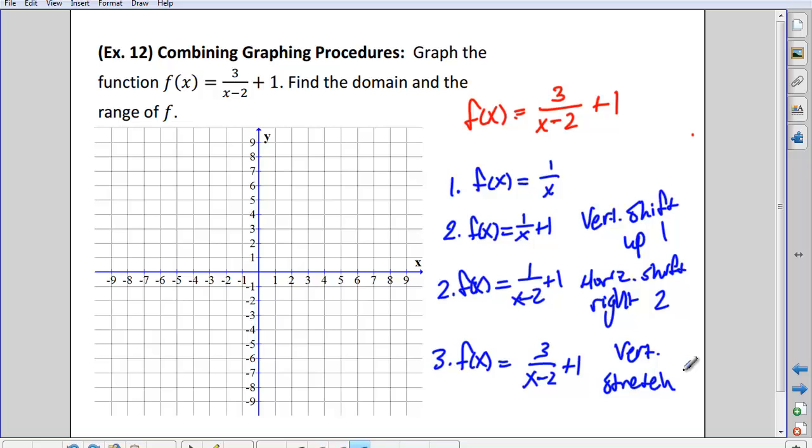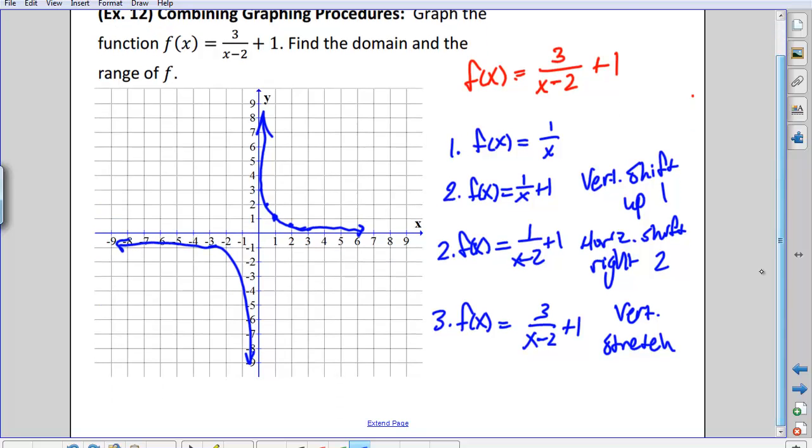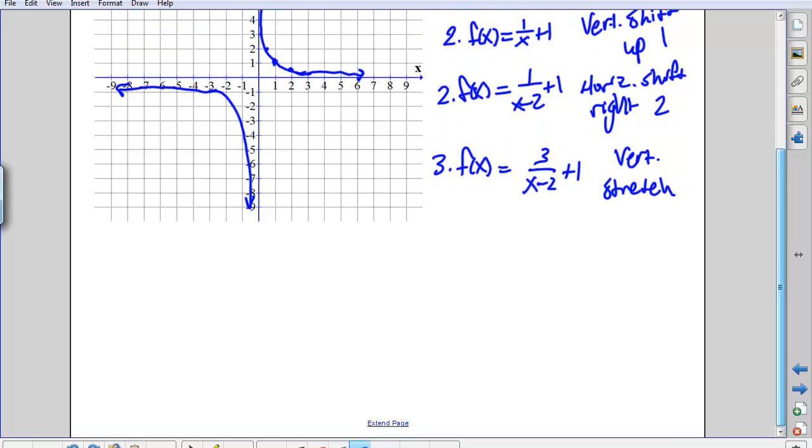Well, our original function, 1 over x, actually looks like this. It's this weird sort of shape like this. And really a table is pretty helpful. Let's do that vertical stretch first. If we have x, 1 over x, and then 3 over x, let's do that vertical stretch part first.